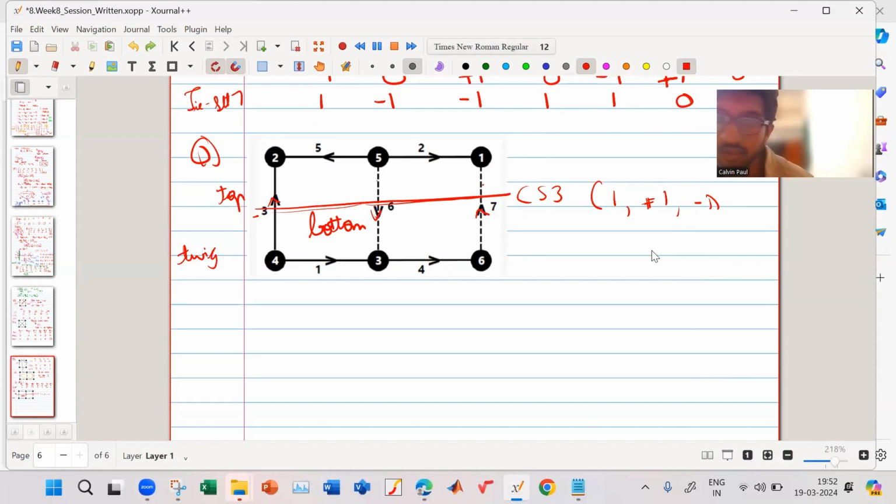Up. This arrow will be going up. So that is why 3 will come as 1. 6, which is in the opposite direction, will be minus 1. And 7 will be 1. Okay.